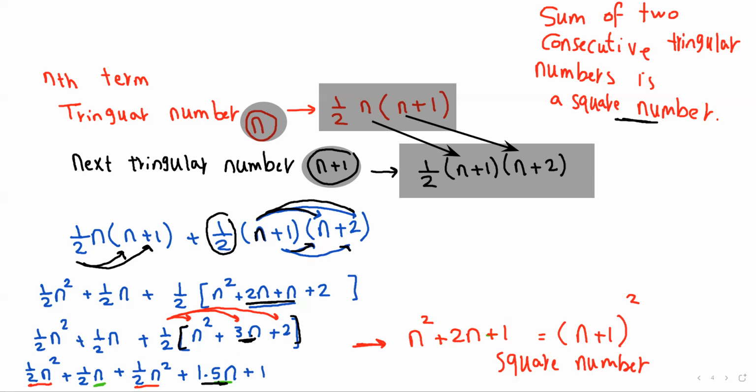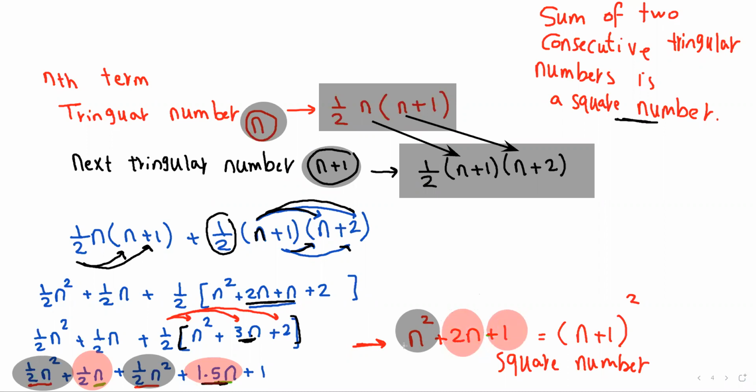Then collect like terms. We have half n to the power of 2 and half n to the power of 2, which equals n to the power of 2. And we have half n here and 1.5n. 1.5n plus half n equals 2n. And we have 1.